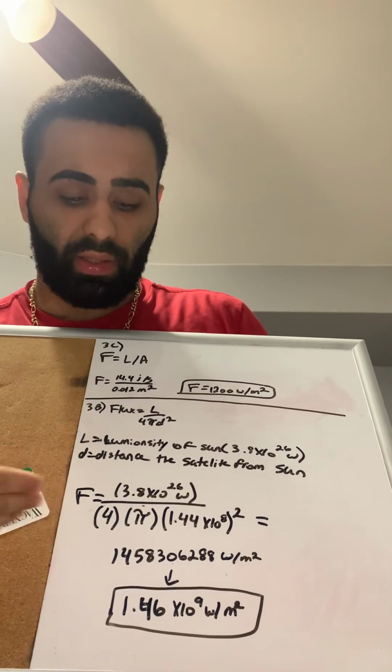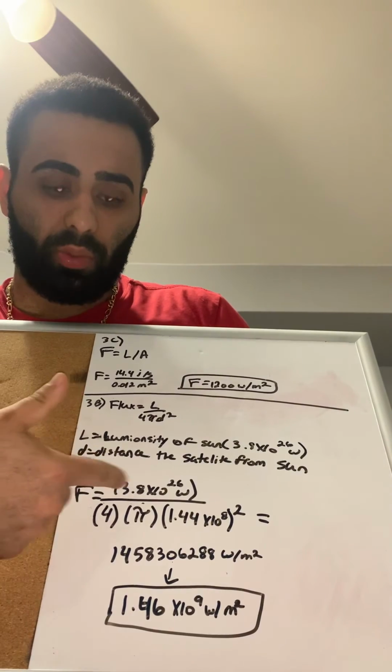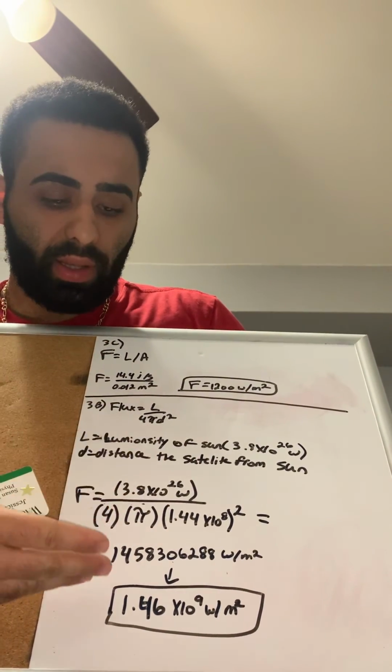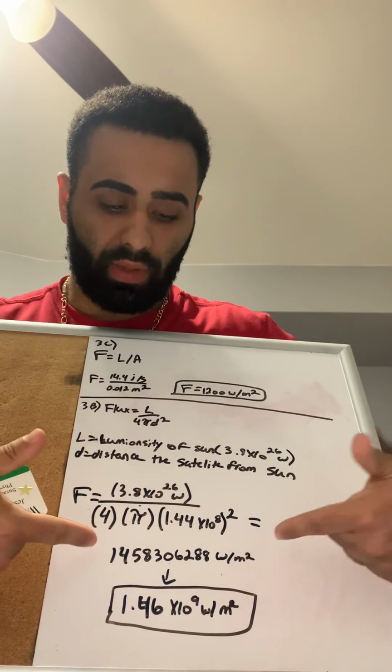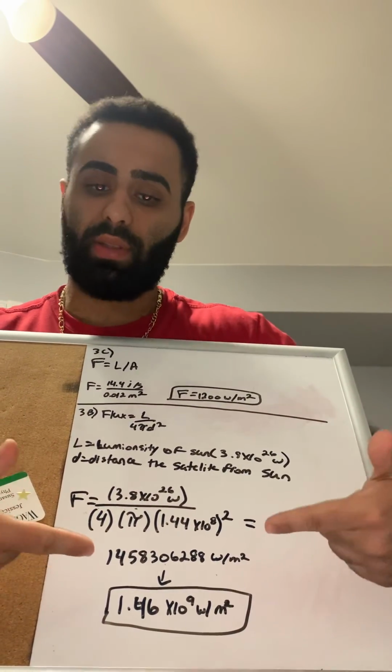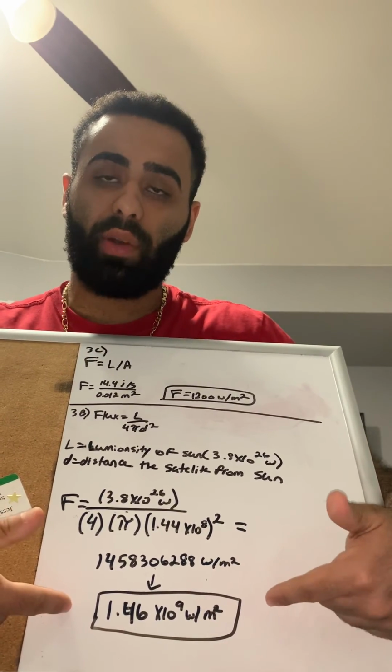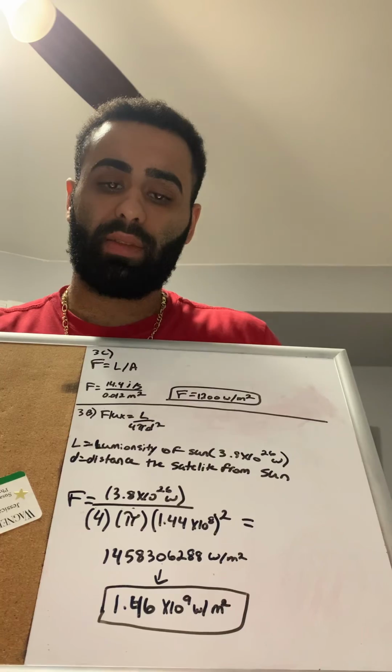So we just plug that into the equation. We put the luminosity on top, 4 pi, and the distance squared, and then you would get an answer of this, but this doesn't look good, so I converted it into scientific notation and got 1.46 times 10 to the 9th power watts per meter squared as the answer.